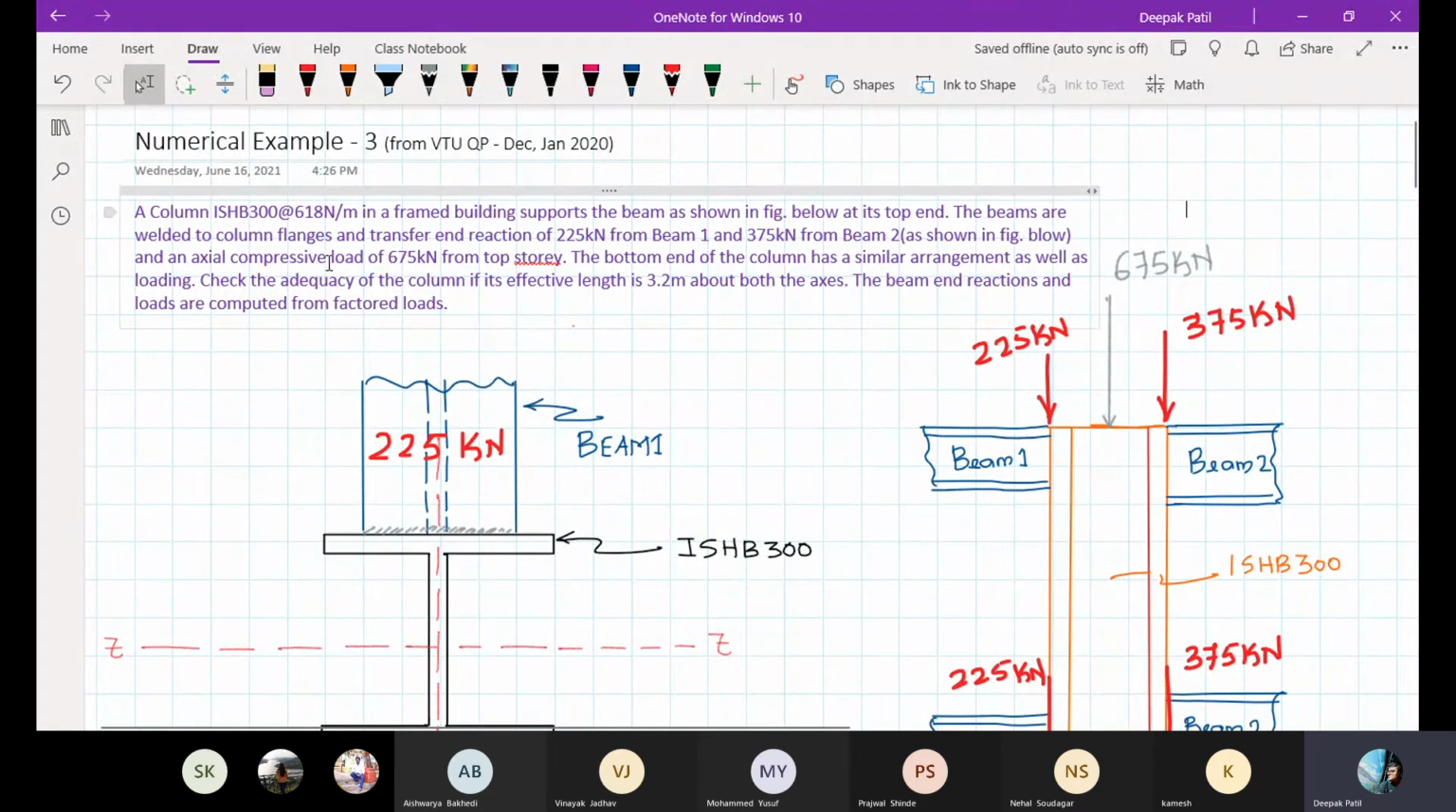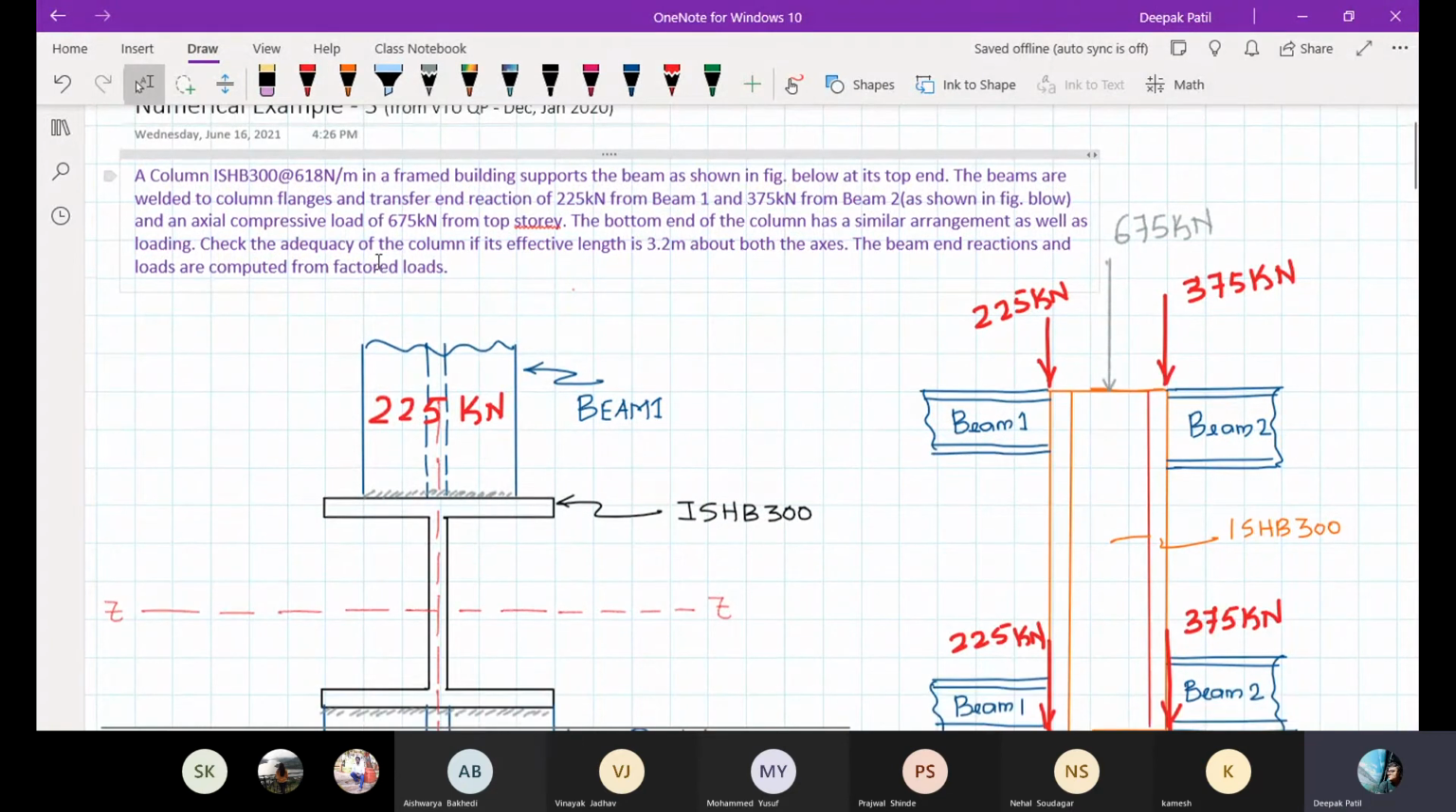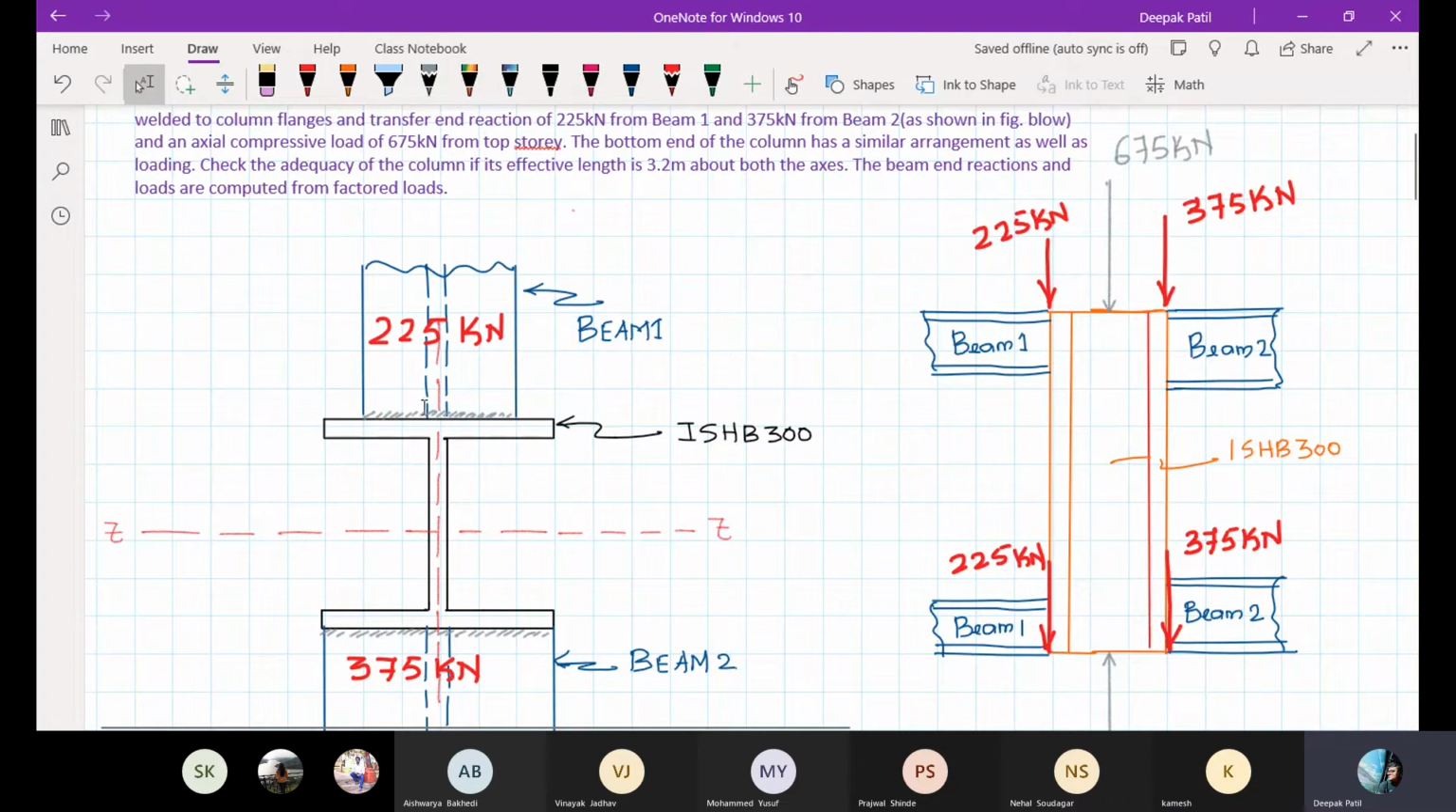And an axial compressive load of 675 kilonewton from the top story. From the top story, there is one more column, and that column is transferring a load of 675 kilonewton. That is an axial compressive load that is exactly passing through the CG of the column. The bottom end of the column has a similar arrangement as well as the same loading.